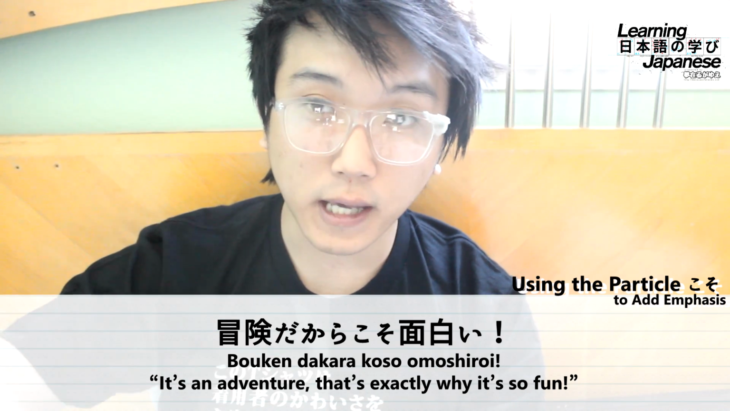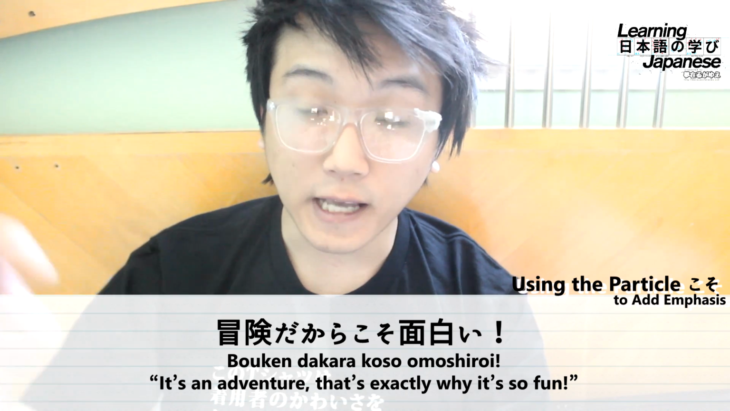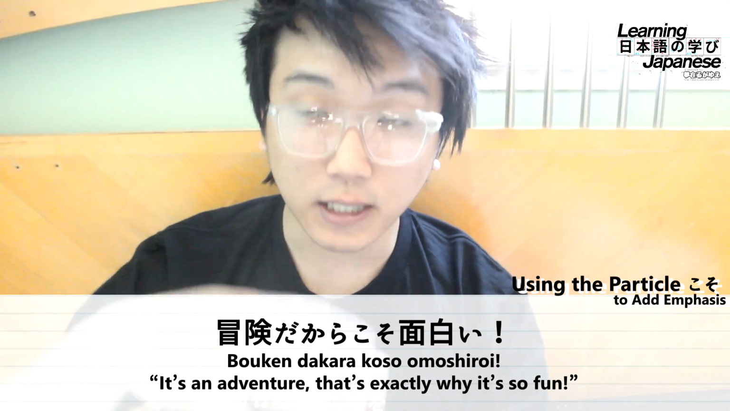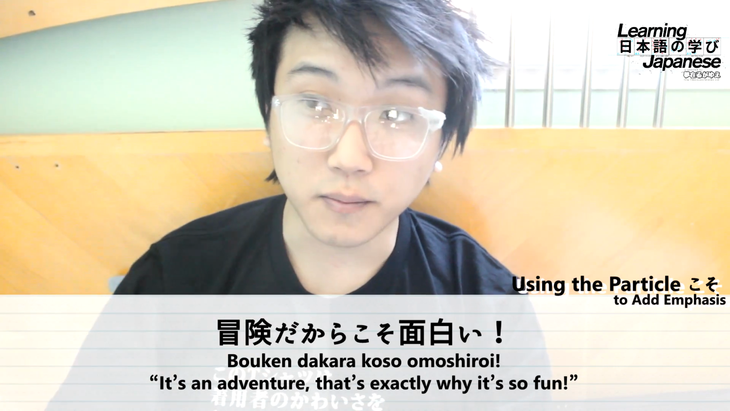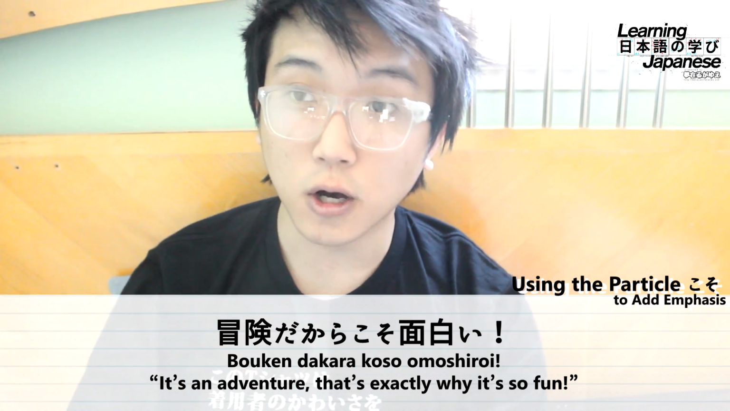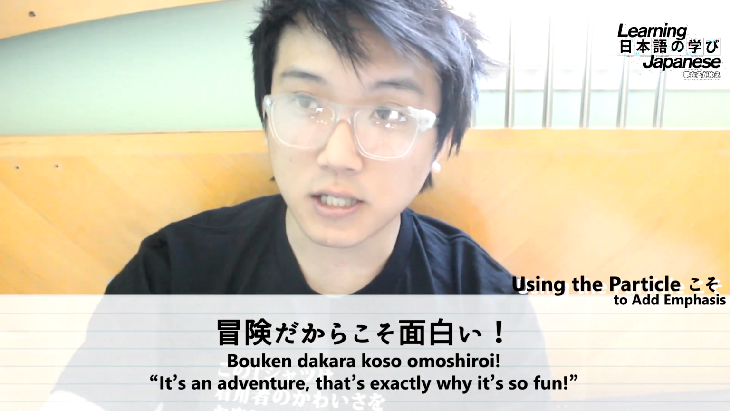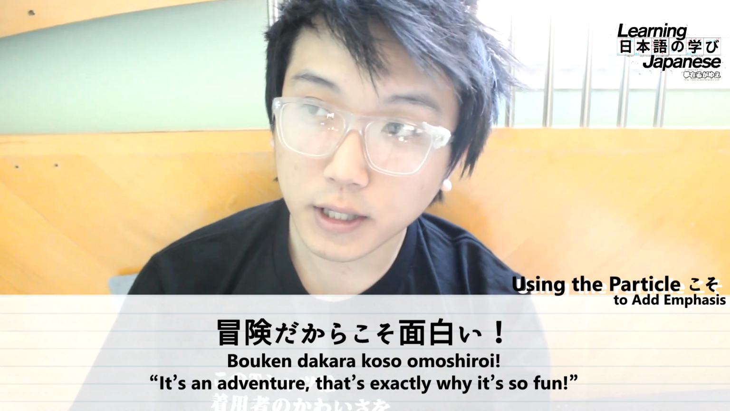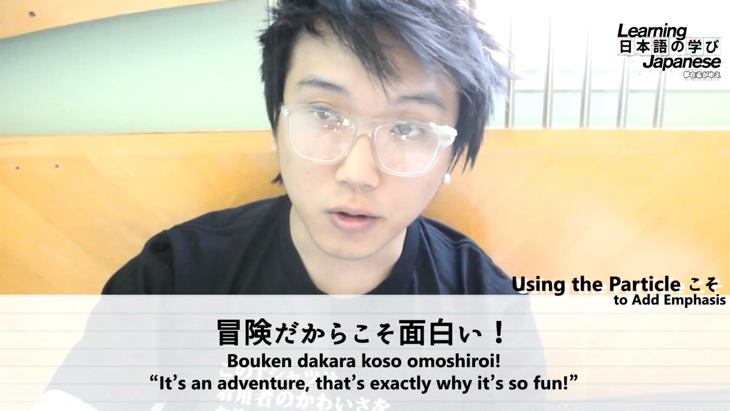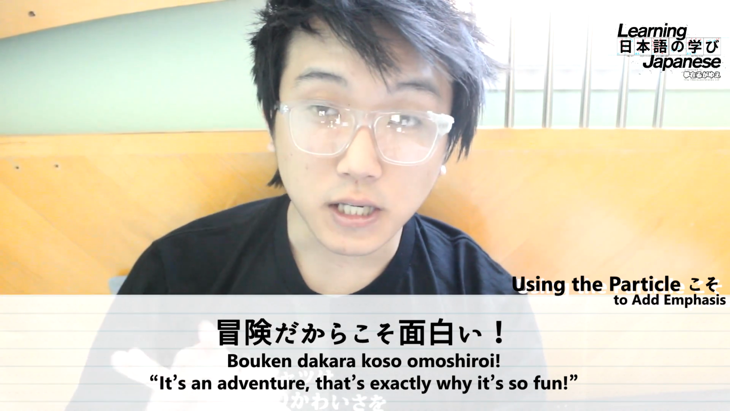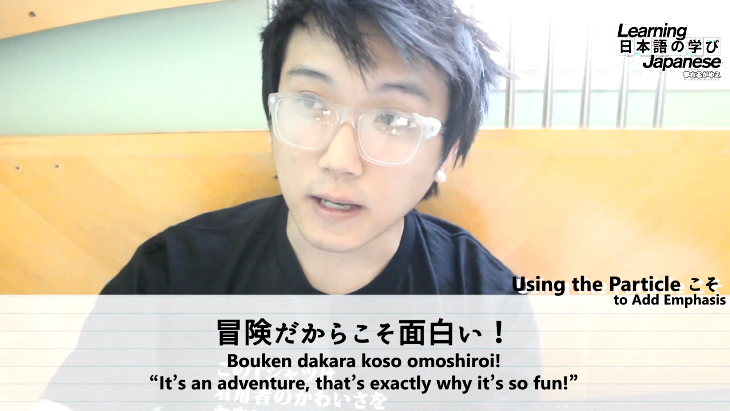So we see here that bouken is the noun for adventure. We have the copula da to end that clause because we're just saying it is an adventure, so bouken da. Then we have the kara to mean because, and then the koso to add the emphasis. So it's exactly because it's an adventure. Our end translation isn't quite that wording. Then we end the sentence with an adjective, omoshiroi, which means fun or interesting. So, bouken dakara koso omoshiroi. And our translation is, it's an adventure, that's exactly why it's so fun. So notice the emphasis there, of course.